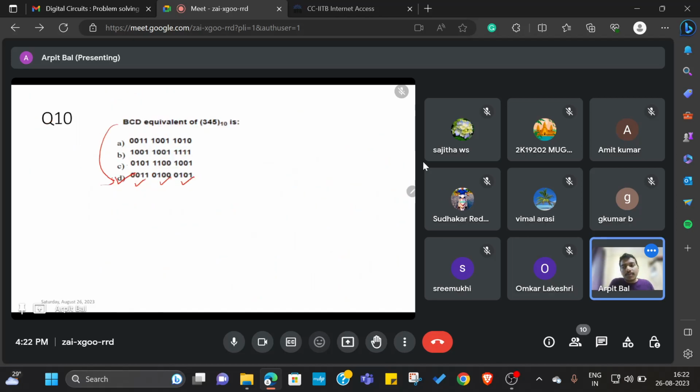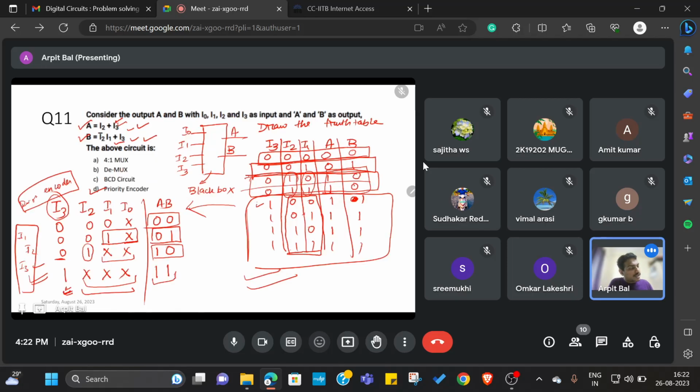Okay, then the next question was a bit straightforward, looking at the problems that we have already solved. So we just needed to represent 3 4 5 in BCD. So 3 is 0 0 1 1, 4 is 0 1 0 0, and 5 is 0 1 0 1. So this was also straightforward.